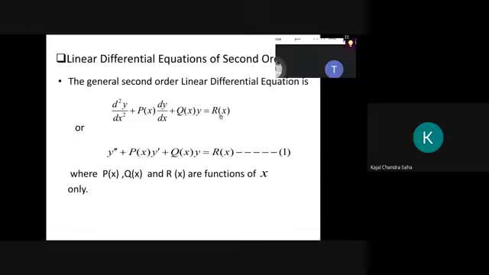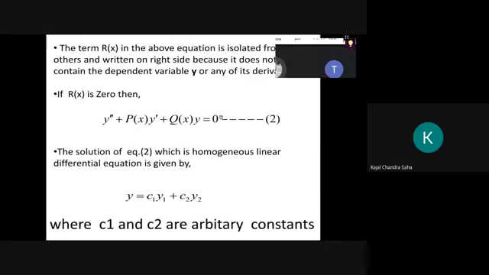Okay, here p, q, r are functions of only x. If r of x equal to 0, then we say that it is a homogeneous equation. And if r of x is not equal to 0, then we say that it is a non-homogeneous linear differential equation.